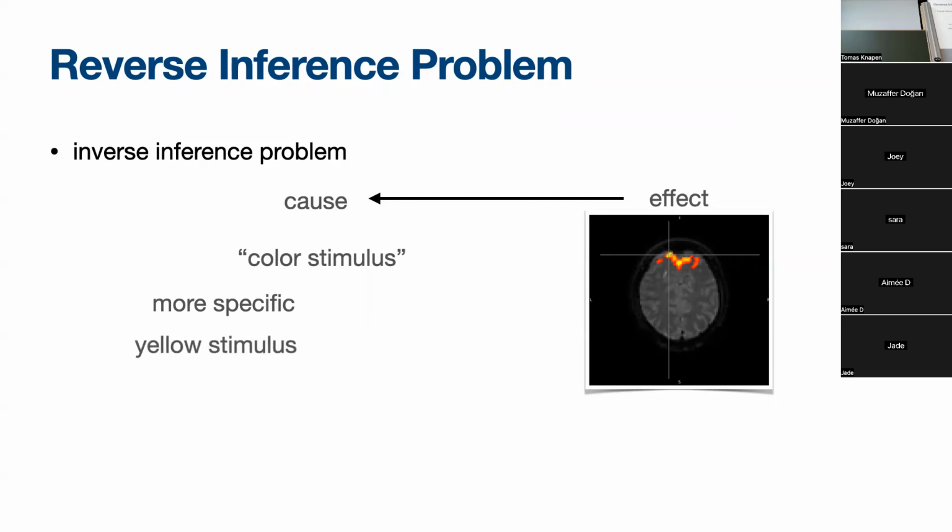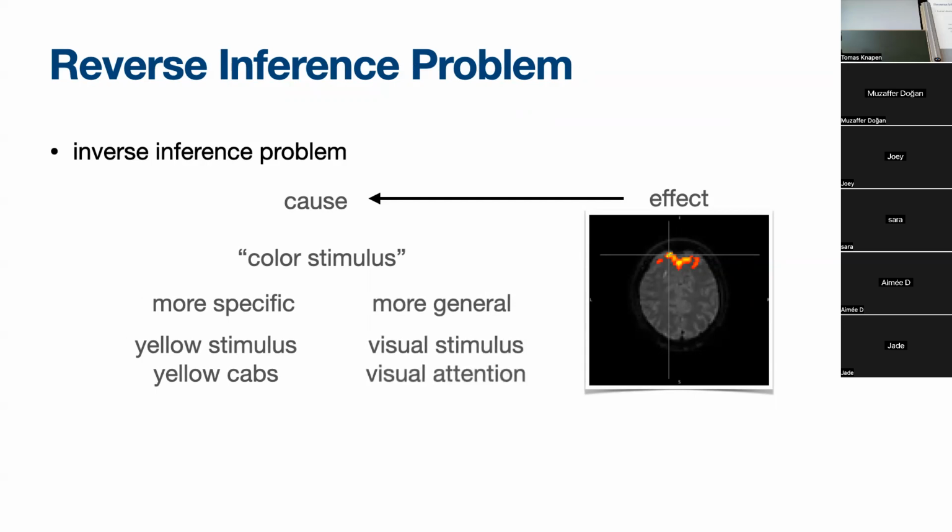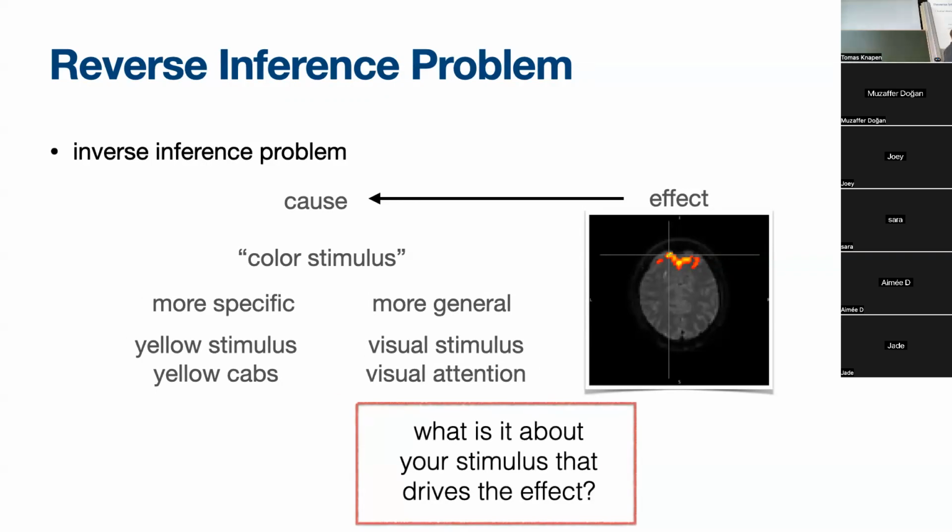We want to say things like maybe it's a yellow stimulus, or maybe it's a yellow cab, or maybe we want to be more general, in a more cognitive sense. And the question here is, what is it about that visual stimulus that we're showing that produces this effect in the brain? We have to know that in order to be able to go from our brain measurements back to what we think happened in terms of cognition, in terms of stimulus, and so forth.